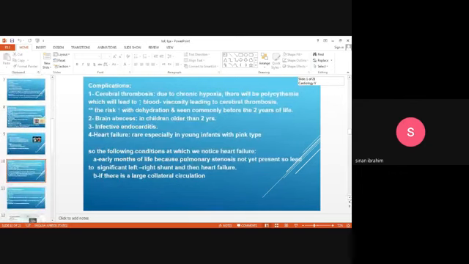What are the complications associated with patients with TOF, including cerebral thrombosis due to chronic hypoxia? These patients with cyanotic congenital heart disease are liable to polycythemia, and this will increase the blood viscosity, leading to cerebral thrombosis. So they are liable to CVA, usually below 2 years of age. Brain abscess also may occur in children, usually older than 2 years of age.